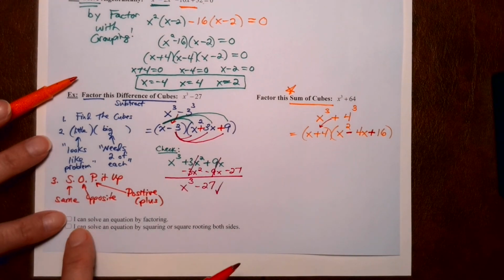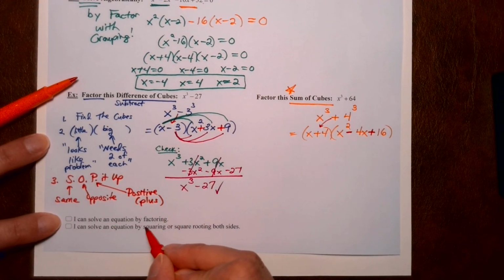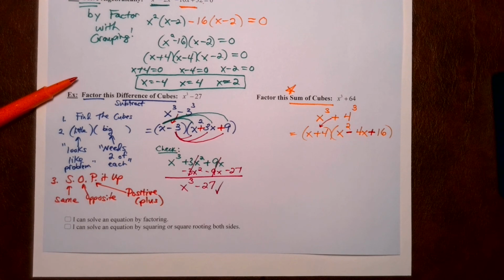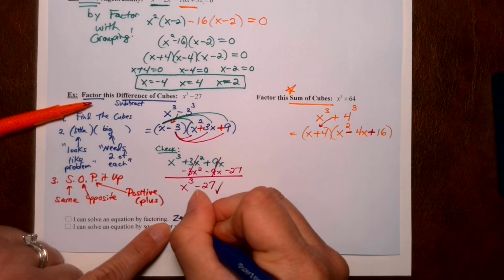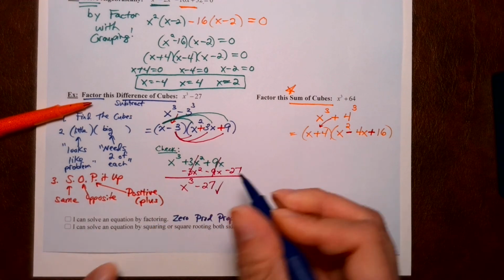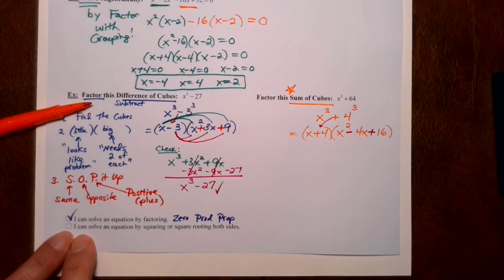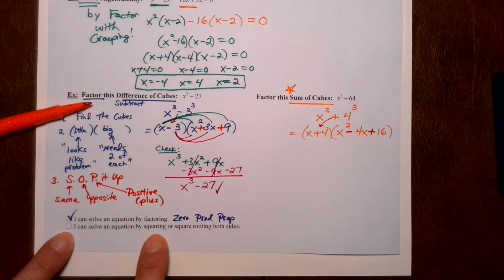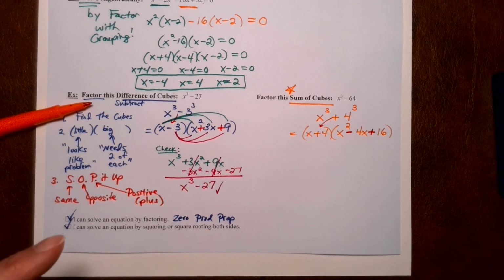Okay. Can you solve an equation by factoring? Okay, and not only factoring, but we did the zero product property. Okay, I hope so. And second thing, can you square or square root both sides? Yes, we can. Good job, guys.